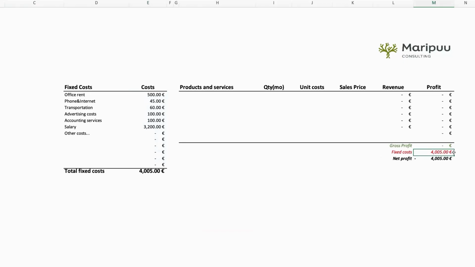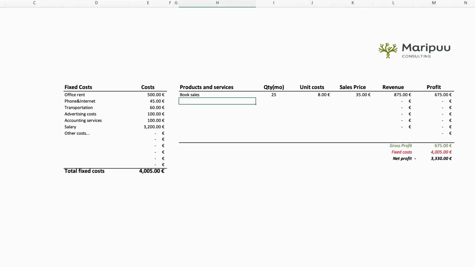And on the income side, I will just propose that you might want to write the book and sell the books. Quantity, let's say that you are selling 25 units per month. Let's say that your unit production cost is 8 euros and you are selling it for 35 euros per unit, which makes your revenue 875 and profit 675 for the selling of 25 books per month.